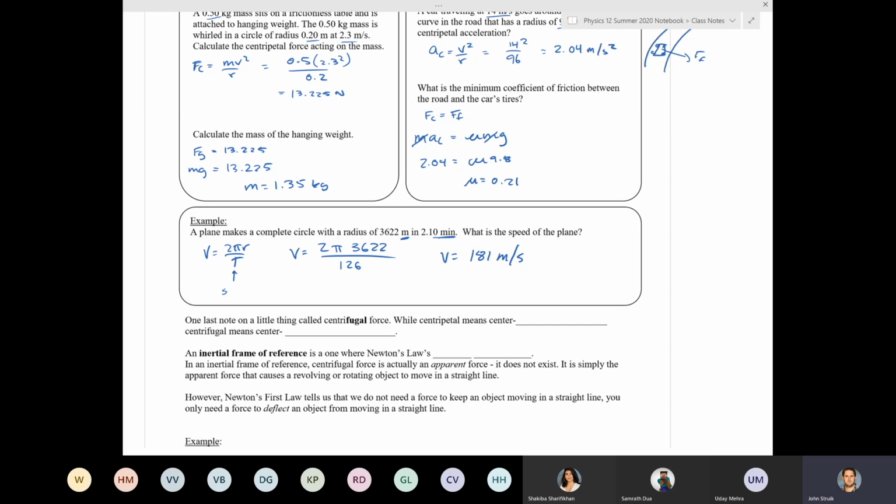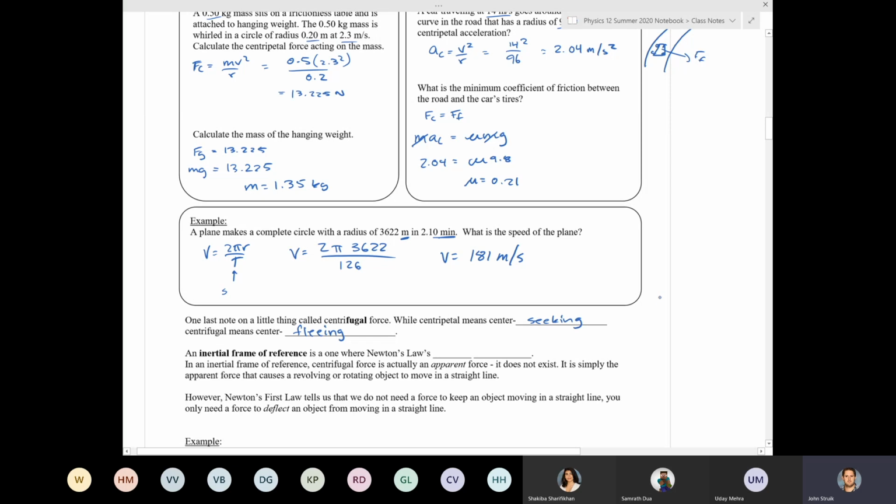Okay, there's something called centrifugal force, which is kind of an experienced force, but it's not an actual force. Let's put it that way. Now that might not make sense, so let me try to explain that. So centripetal means center seeking. It's going towards the center. Centrifugal means center fleeing, so away from the center.